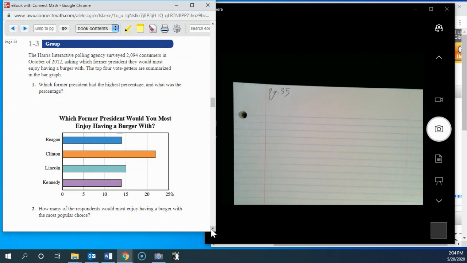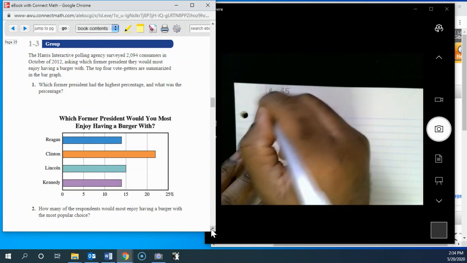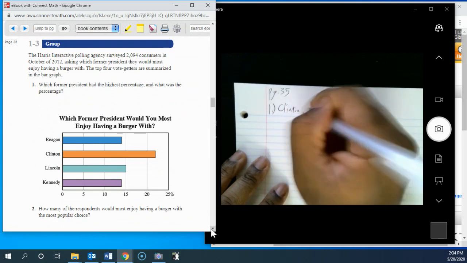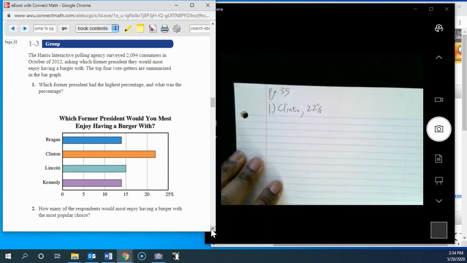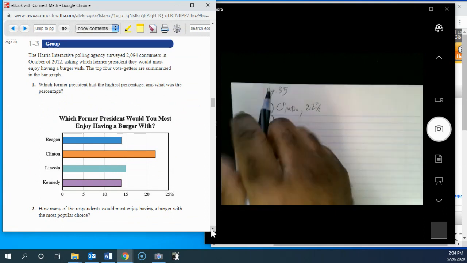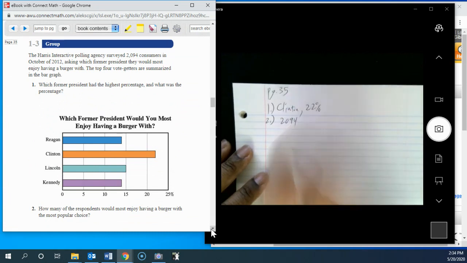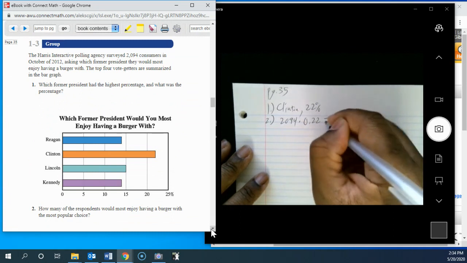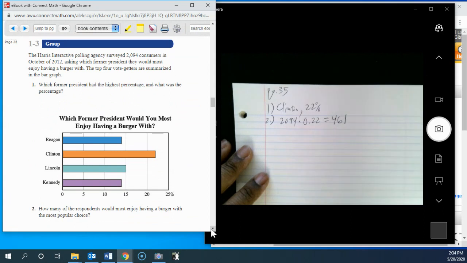Okay, so if you look here, it looks as though Bill Clinton had it. And if you notice here, it's between 20 and 25, so it'd be more like 22%. So this is page 35, number 1. It'd be Clinton and 22%. Okay, number 2. How many of the respondents would most enjoy having a burger with the most popular choice? So they tell us that it's 2,094 consumers. And we'll multiply by the percent, which is 22%, which will give us about 461.